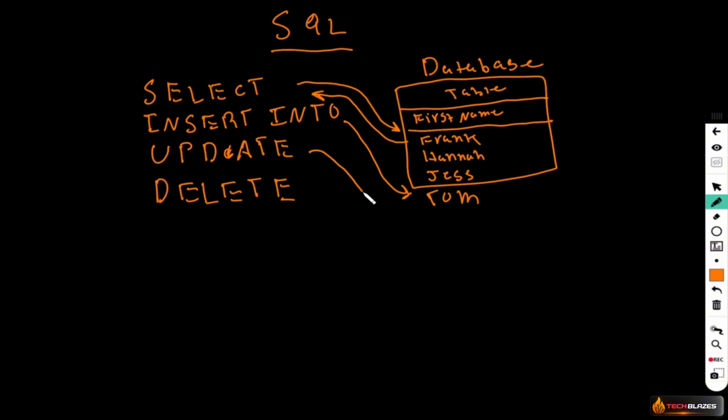Say we wanted to update Tom's name, and we wanted to change it to Alexis. So we could say update to Alexis. And then if we wanted to delete someone, we could do a delete statement and say we want to delete Alexis now from the table. We just delete Alexis in total.